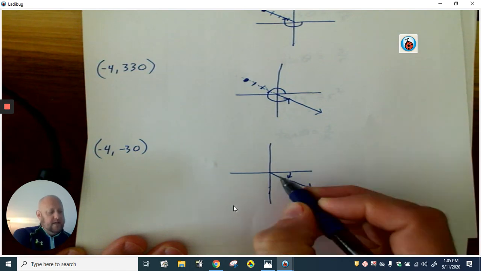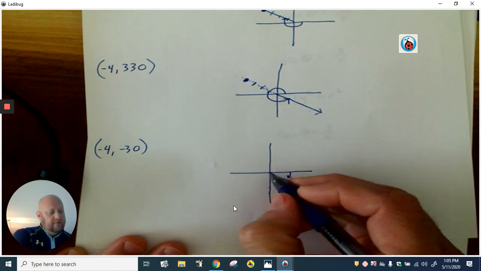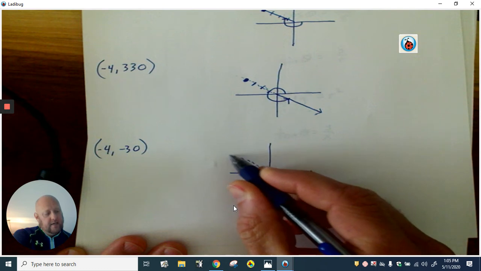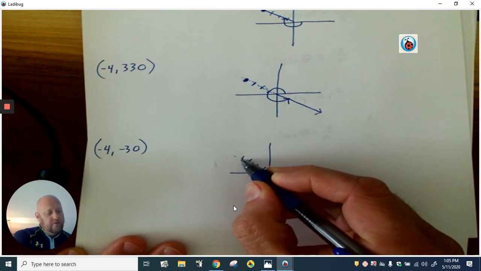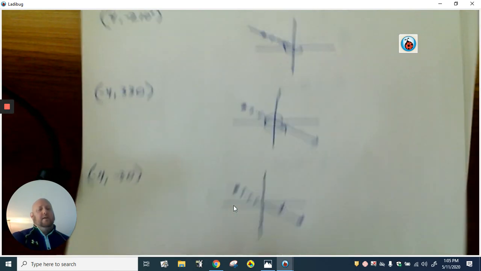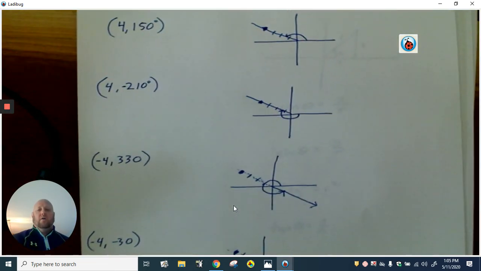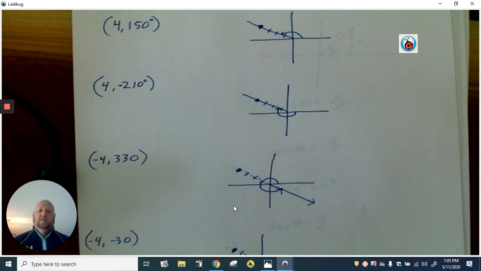And then again, because the radius is negative, we can extend that in the opposite direction and go 1, 2, 3, 4 again. And again, we end up in the same spot. So actually, all 4 of those angles get you to the exact same spot. And you can do that with any point in the polar coordinate system.